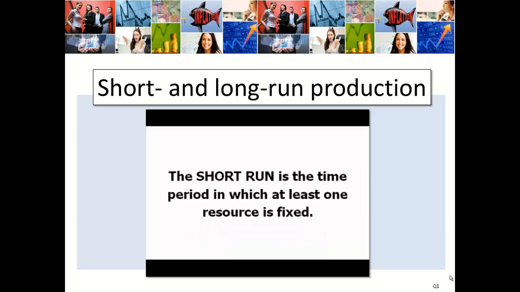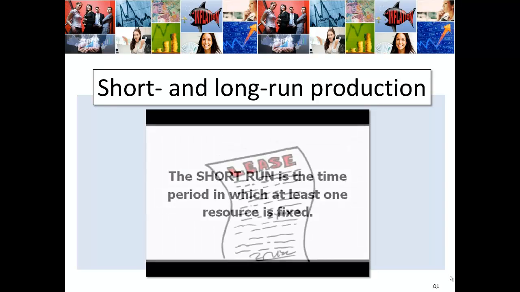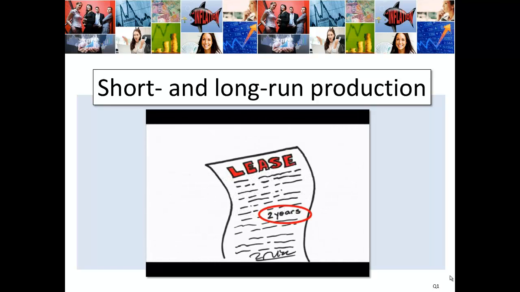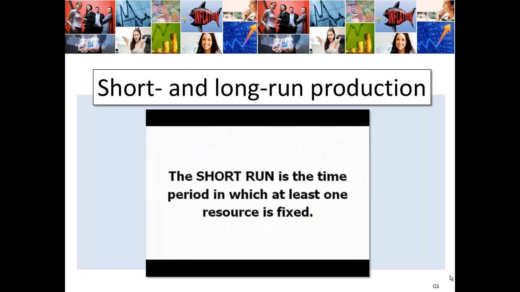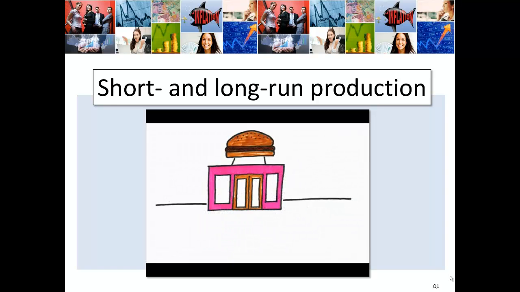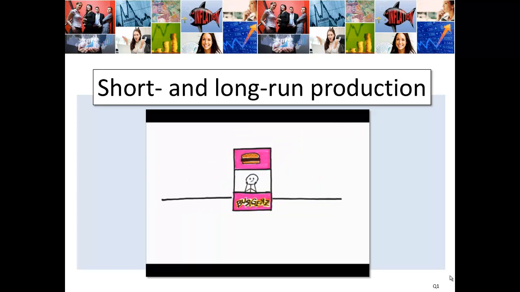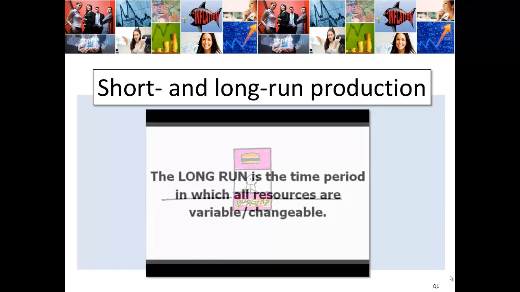If you had been more optimistic or less risk-averse, maybe you would have committed to a longer lease, say 2 years. In this case, the short run would be 2 years. Once the lease is up, you could decide to keep the space or expand or downsize so that the capital, the building, would now be changeable. Once all resources are changeable, you're no longer dealing with the short run, you're dealing with the long run.